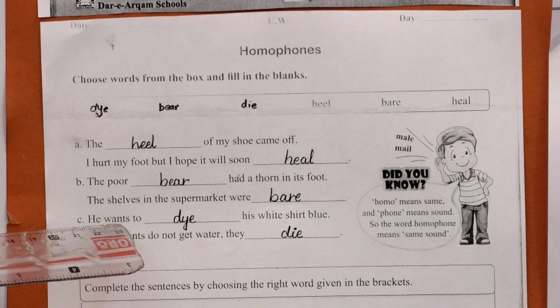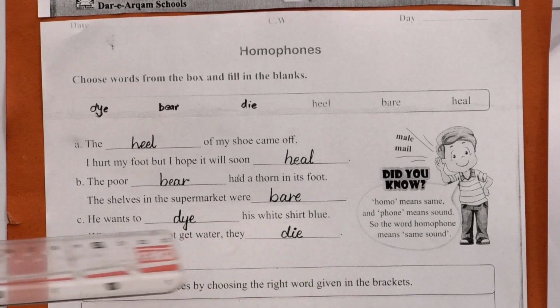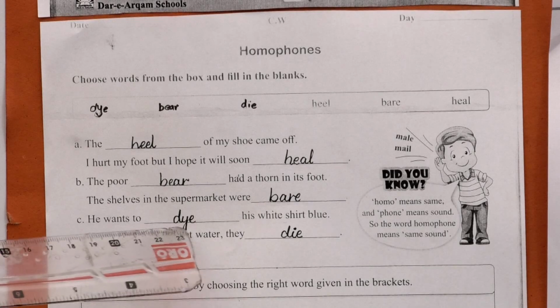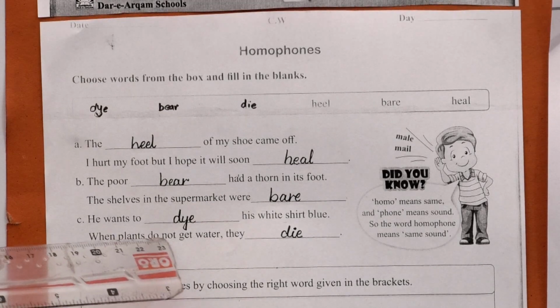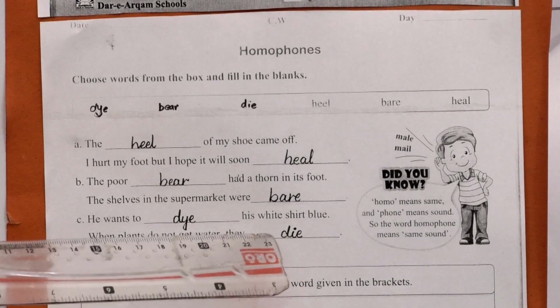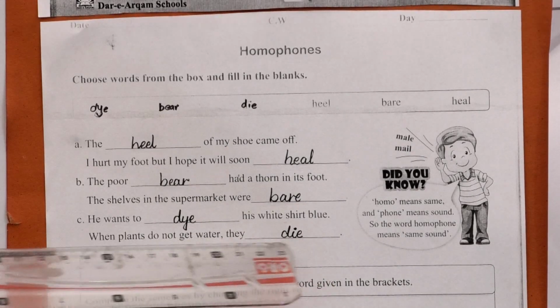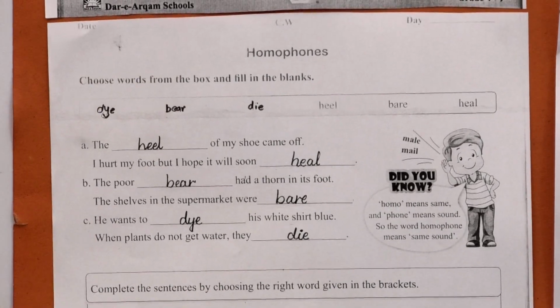I went to dash with white shirt blue. When you color something, it means dye. D-Y-E, dye. When plants do not get water, they die. Die means they are dead. This was question number 1.